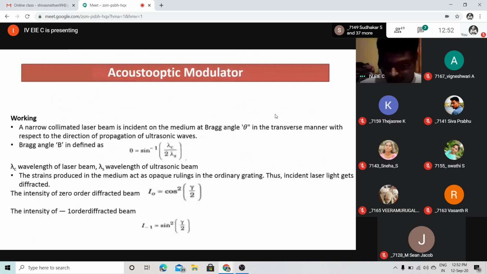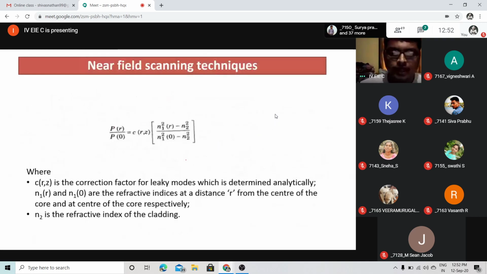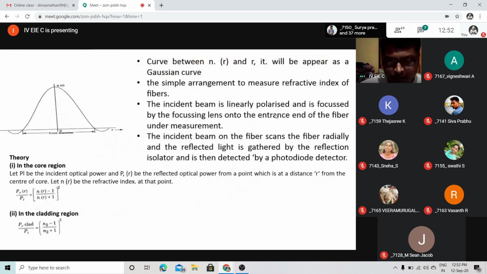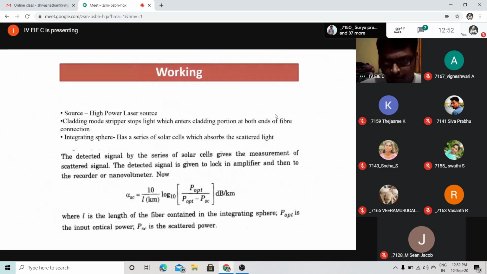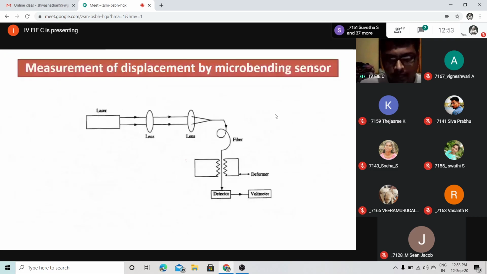That is discussed already. Okay. I will show you. You might remember things. So here we have discussed microbending sensor, right? A deformer is present. A similar kind of deformer will be present there in terms of strain measurement.